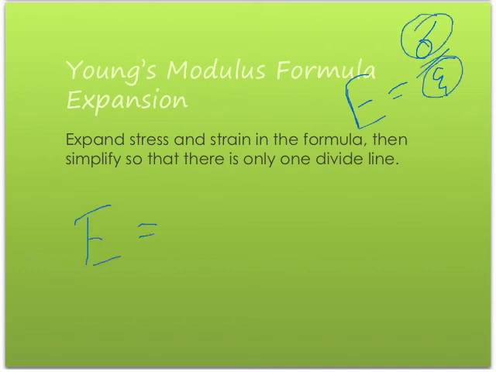So E could also be the force divided by area, which is stress, over your extension divided by original length, which is your strain. And rearranging that, you get FL over AX. This is a good formula for when you do multi-choice.